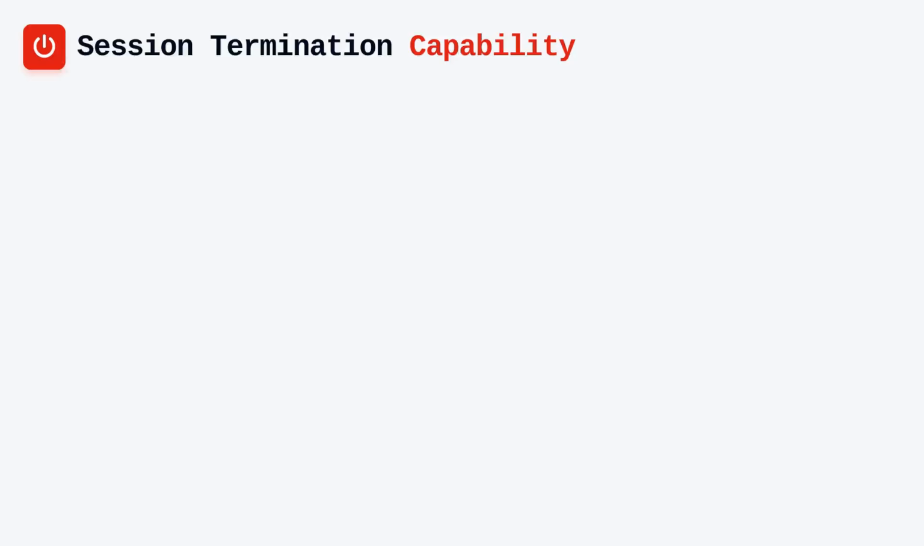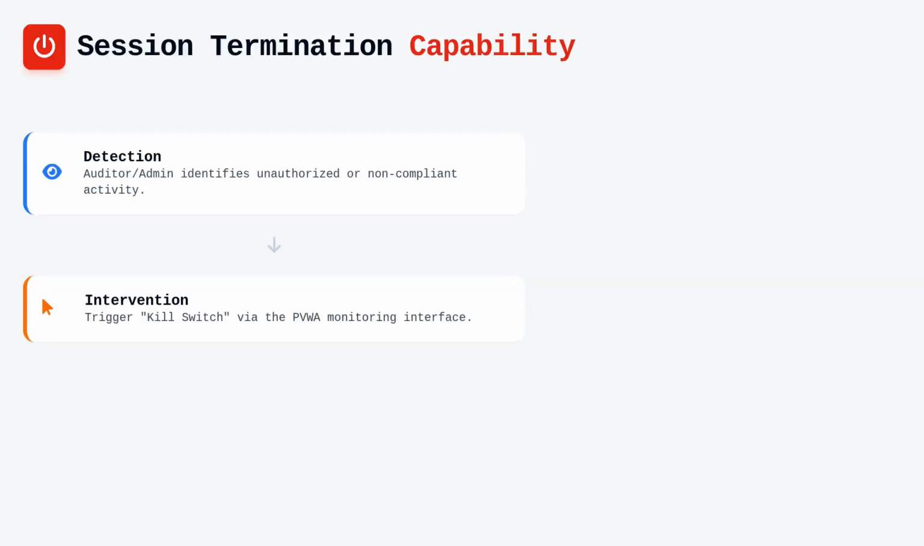Beyond mere observation, the most decisive capability you have at your disposal is the ability to terminate an active session if you detect suspicious or unauthorized behavior. If an auditor or a security administrator identifies activity that violates compliance rules or poses an immediate threat to the environment, they can intervene directly from the PVWA monitoring interface.